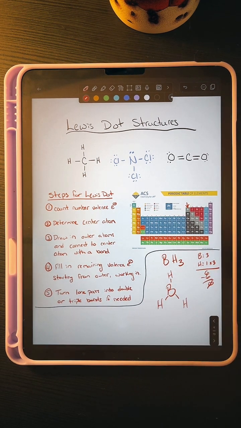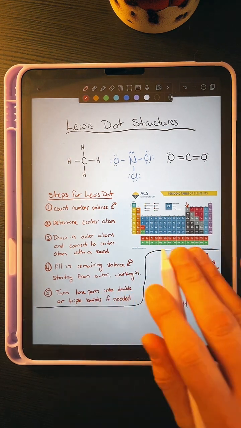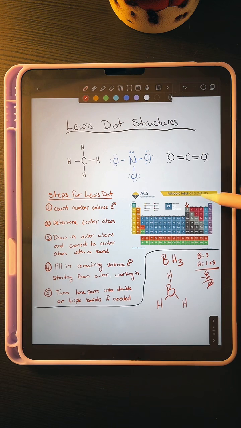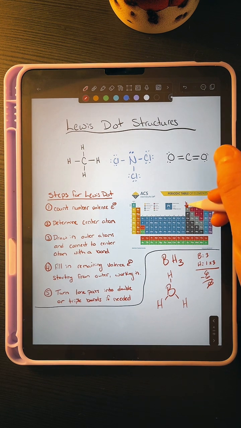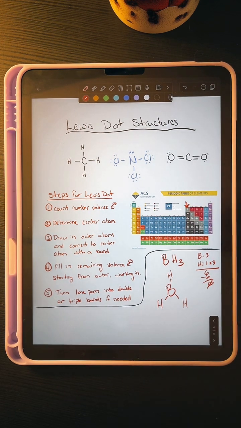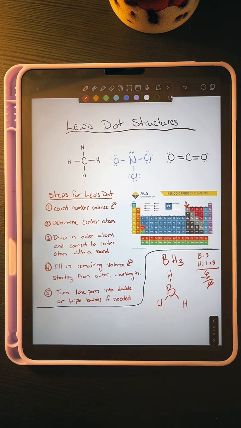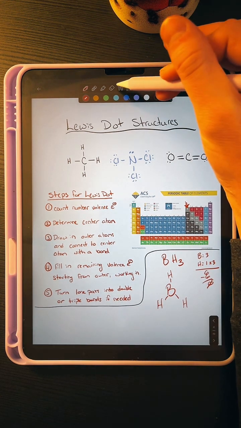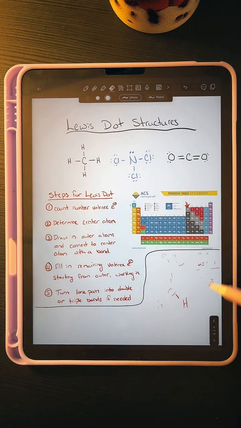And that is okay. I like someone saying it's an incomplete Lewis structure, right? It's not going to have a full octet, and that is totally okay. Generally, it's boron, aluminum, everything in this third column that might not fulfill a full octet, and that is totally okay. Let's go through an example here.